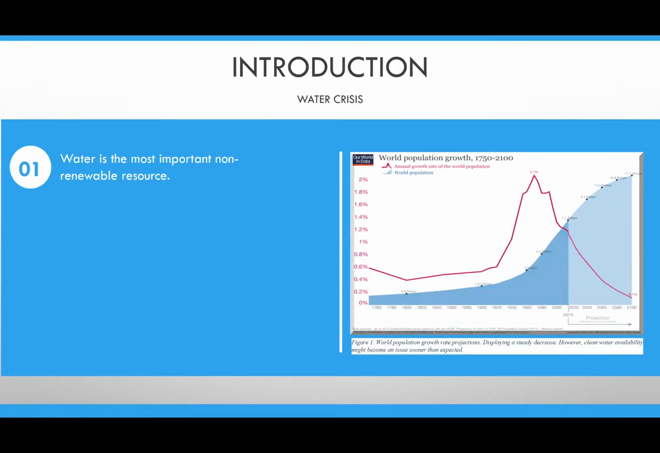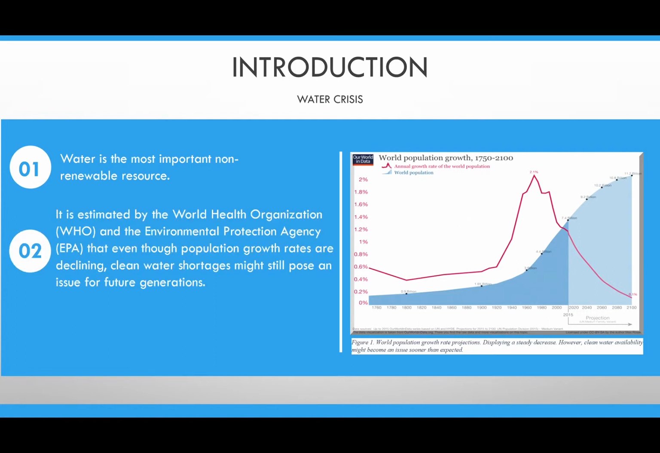This non-renewable resource is important for the sustainability of all living species. According to the World Health Organization and the Environmental Protection Agency, it is estimated that due to the population increase, clean water shortages might still pose an issue for future generations. Also, according to the EPA, 94,000 million gallons of water are presently being consumed in the US on a daily basis. This effect can be seen in the graph shown.